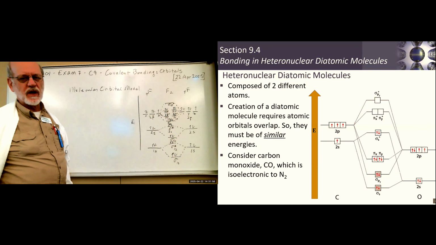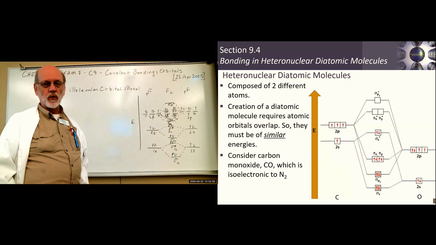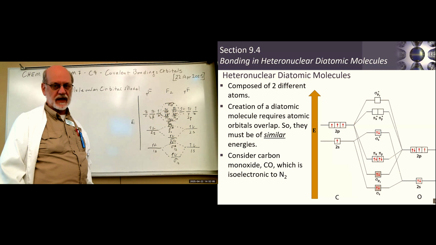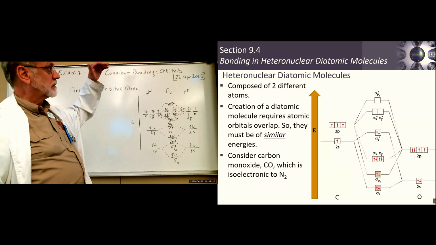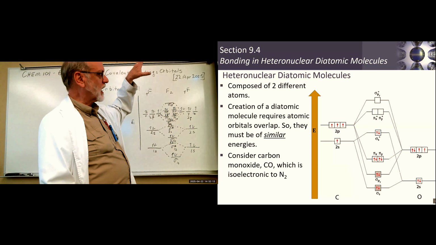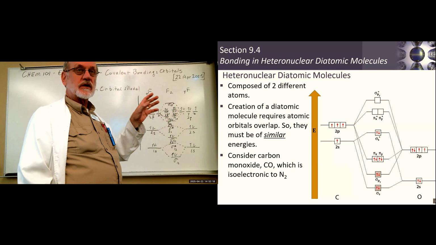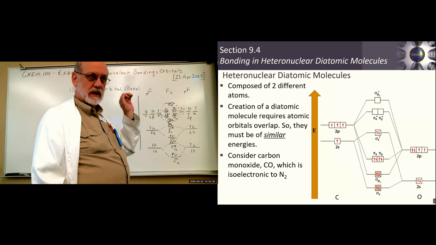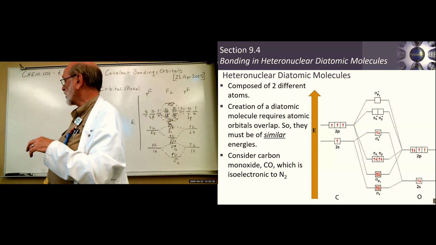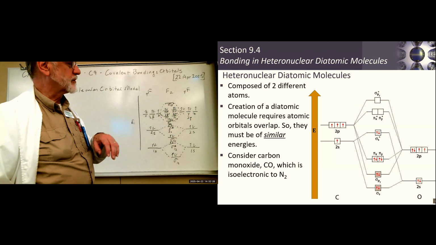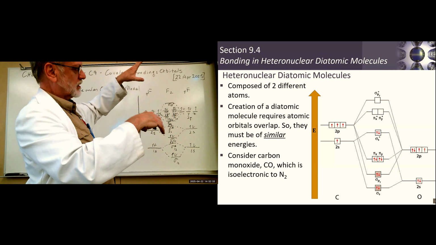Okay, so here's an example of a heteronuclear diatomic molecule of 1 carbon and 1 oxygen. That's carbon monoxide. And notice that the carbon atomic energies start higher than the oxygen energies, and that makes sense because the oxygen has a higher nuclear charge. Right? Oxygen has 8 protons, carbon only has 6. So we should see the beginning position as oxygen's lower than carbon.